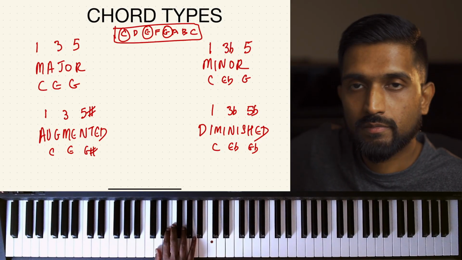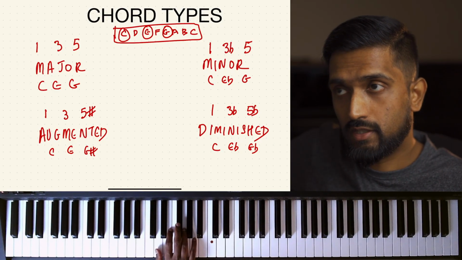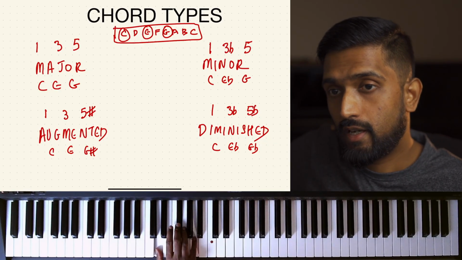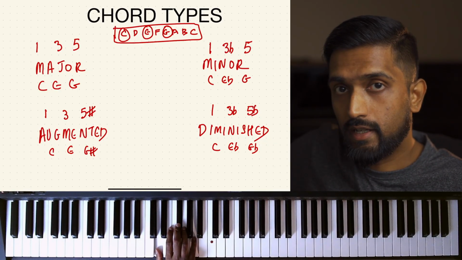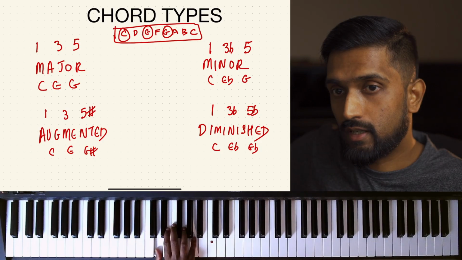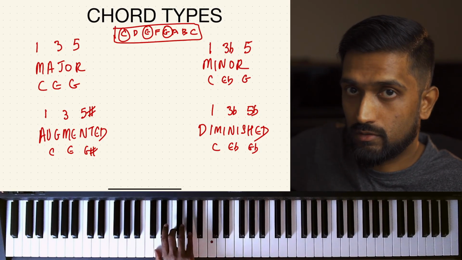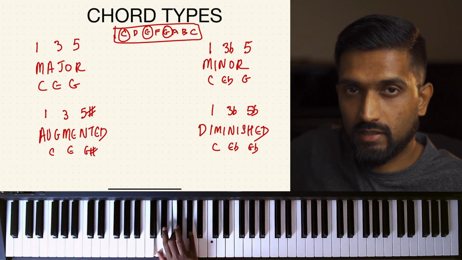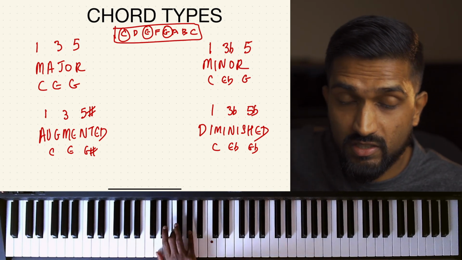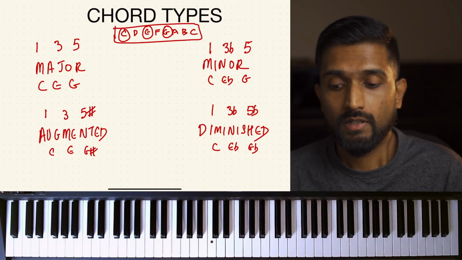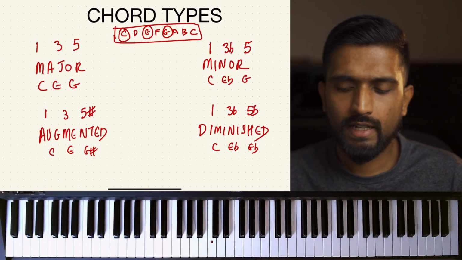And for the diminished, for the major it was D, F sharp, A. So I flatten the third, so F sharp becomes F, and A becomes an A flat. So play them together, you get the D diminished chord. So it's as simple as that.